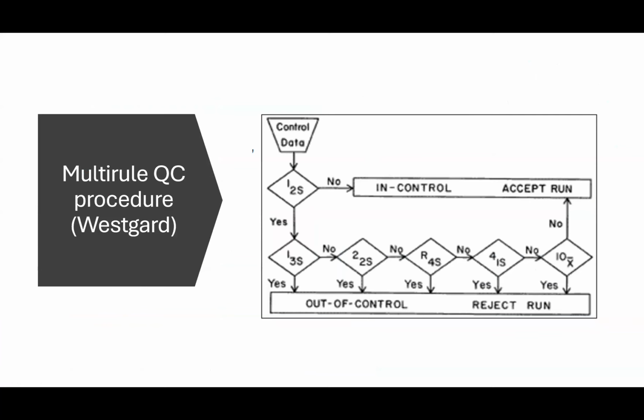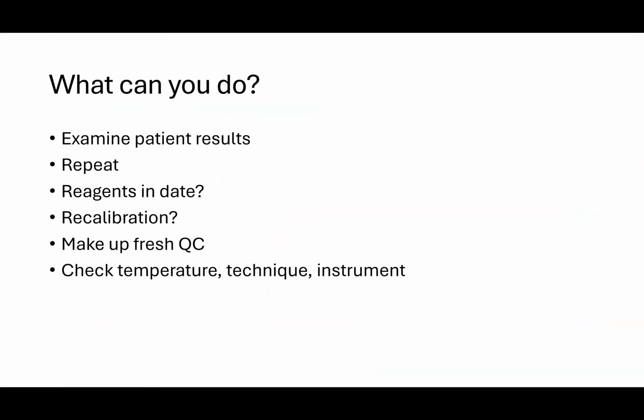So let's just imagine that our QCs are out. What do you do? So the first thing is you have a look at your patient results. You would repeat samples that have been done after the QC is out. Check simple, straightforward things. Are my reagents in date? Does the machine need calibrating? Is the QC okay? Has it been left out? Check things like the temperature, the technique, and the instruments.